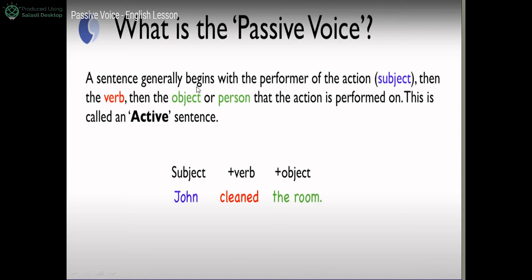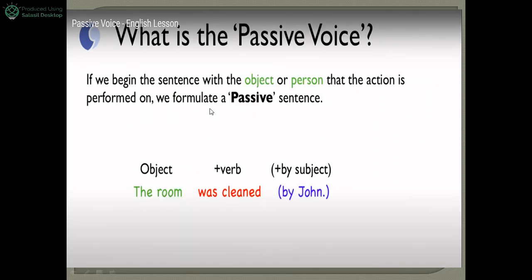A sentence generally begins with the performer, the subject, then the verb, then the object. This is called an active sentence. Now we have this example: subject, verb, object. This is not a passive, this is an active sentence. John cleaned the room.